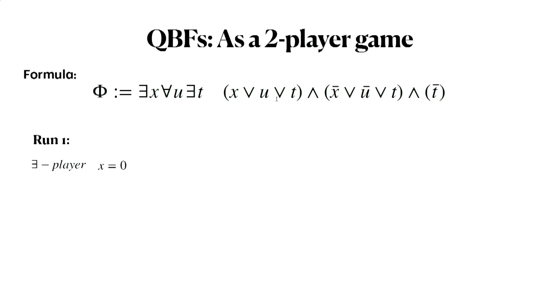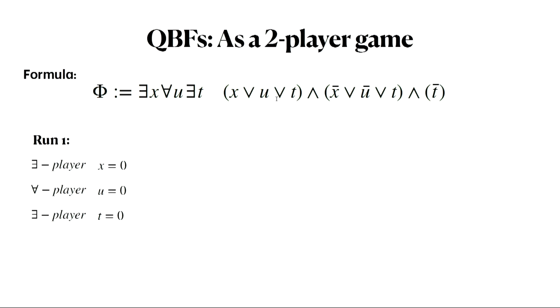So let's look at a run of how a game can proceed. Suppose the existential player will first have to play x. Suppose they play x equal to 0. The universal player will choose u. They choose u to be 0 and the existential player chooses t to be 0. What happens is that given this assignment of x equal to 0, u equal to 0, t equal to 0, the first clause becomes 0. So the formula on this particular assignment evaluates to false. So I say that the universal player wins the game.